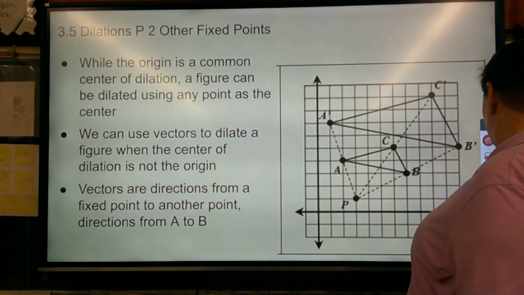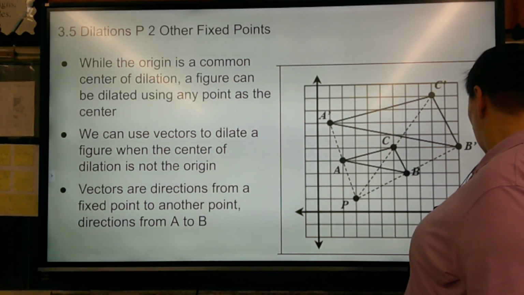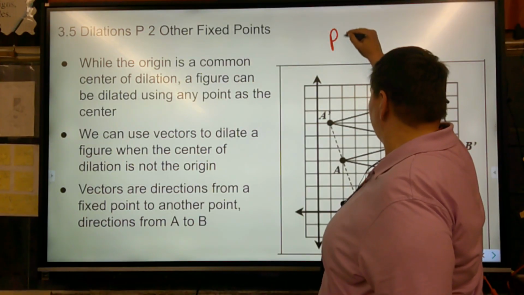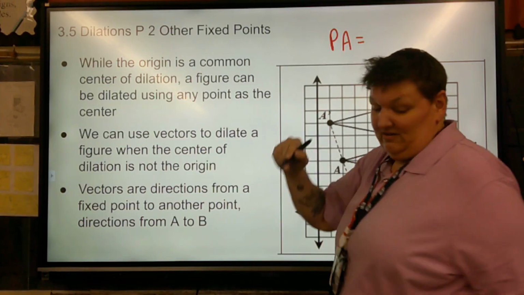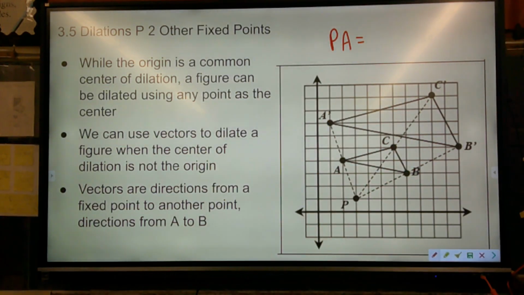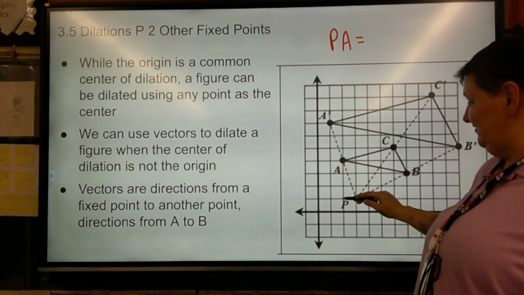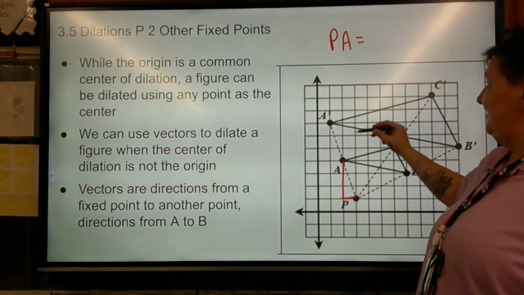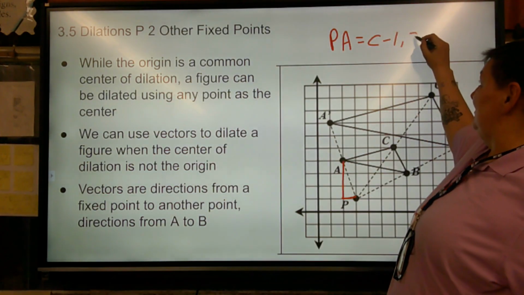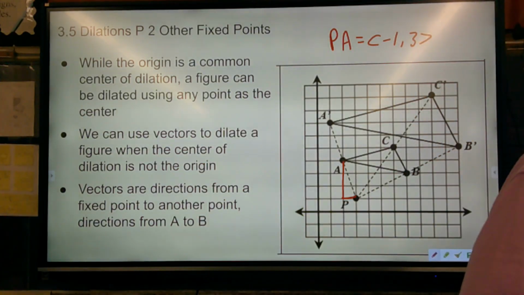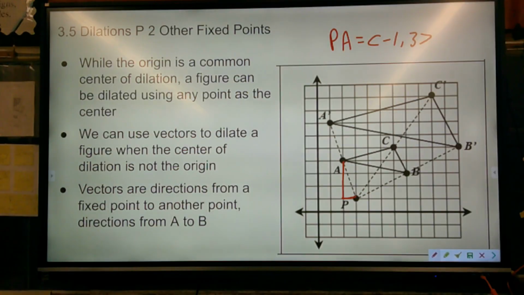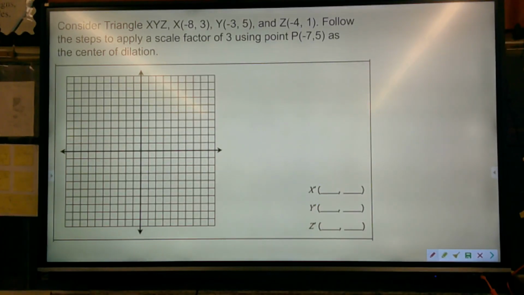If I asked, how would I get from point P to point A, I would have to go left 1 and up 3. Those are just directions from one point to another point. That's a vector. And instead of parentheses, we use the vector brackets to remind us that it's a vector. Let's take a look at how this would work.